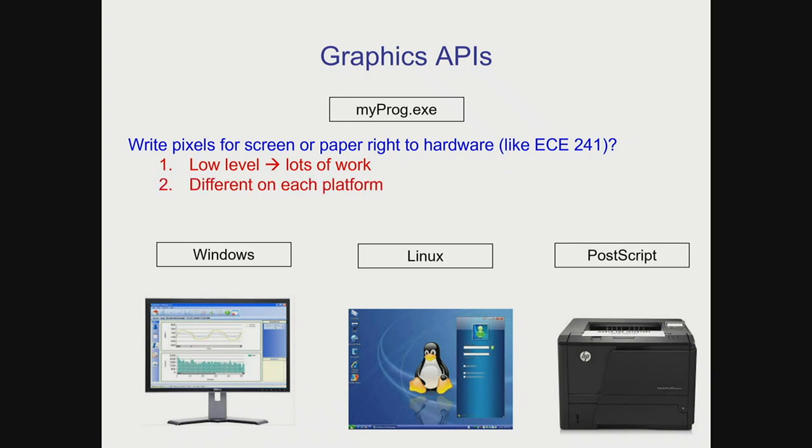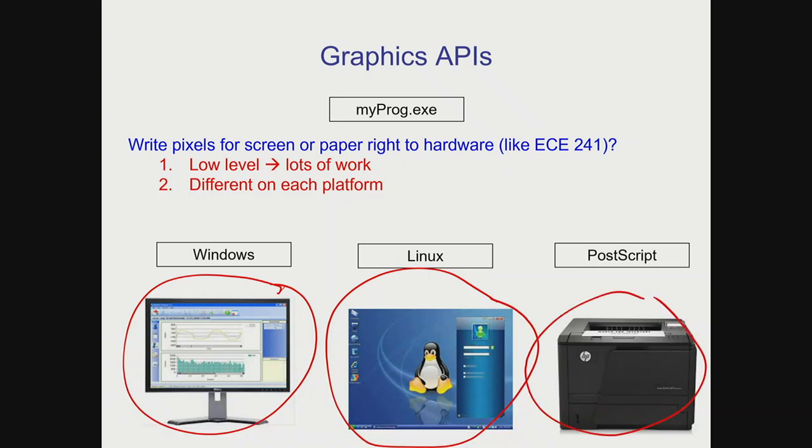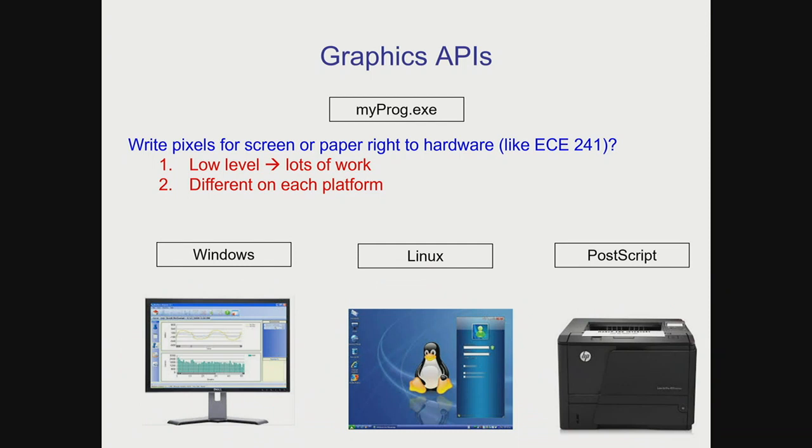Second thing, it's different on every platform. If we actually let you directly access the hardware, your program will work on maybe some Windows machines, or maybe some Linux machines, or maybe a printer, but it's not going to work on all of those, unless you go and write code differently for all of those. Actually, the low-level hardware is different. That's a huge waste of time to have all sorts of people writing the same code many times.